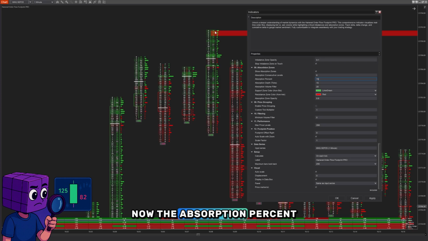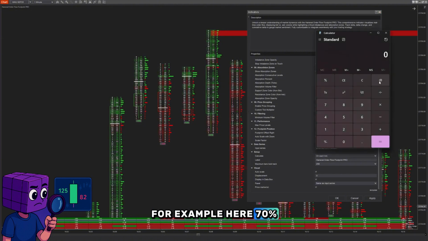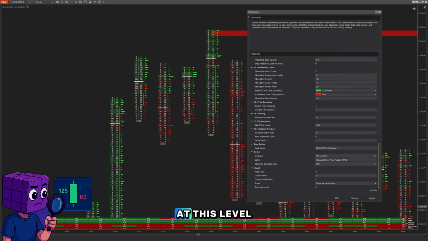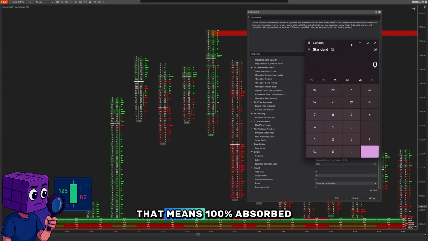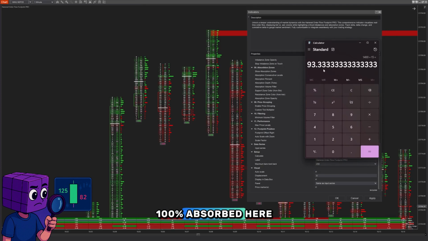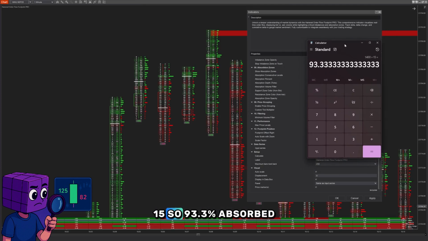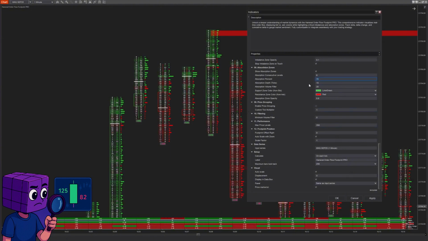Now, the absorption percent. What does this mean? It's the percentage of aggressive volume that must be absorbed to count. For example, here 70%. It is a decent balance between sensitivity and accuracy. How can we calculate? At this level we can see 0 bid and 38 ask. That means 100% absorbed. Here 24 with 0, 100% absorbed. Here 14 and 1, total 15, so 93.3% absorbed. So we can adjust, let's say, to 80%.